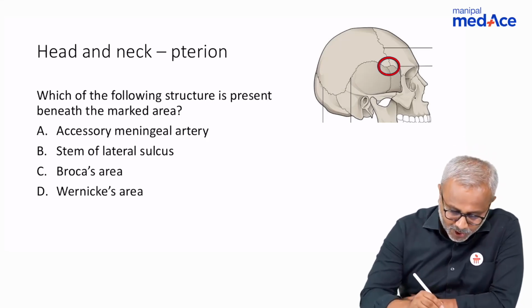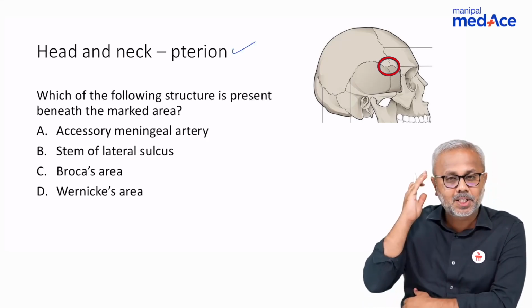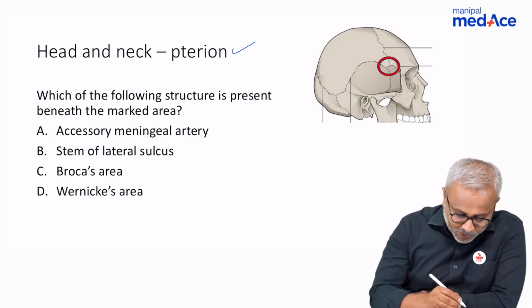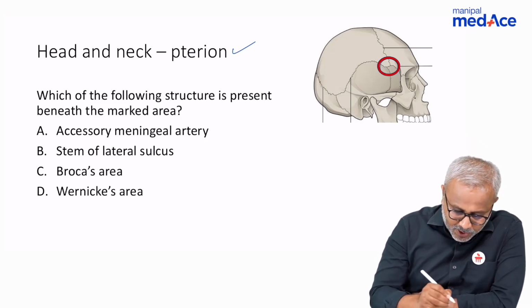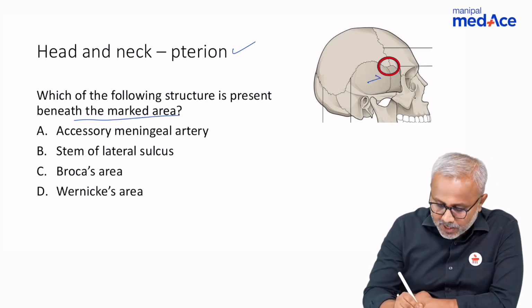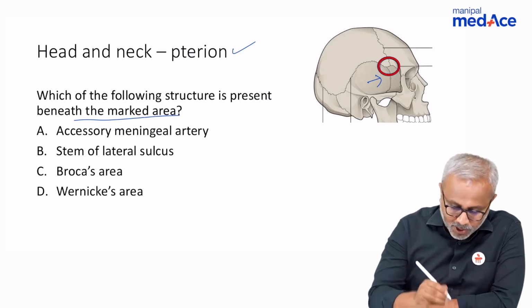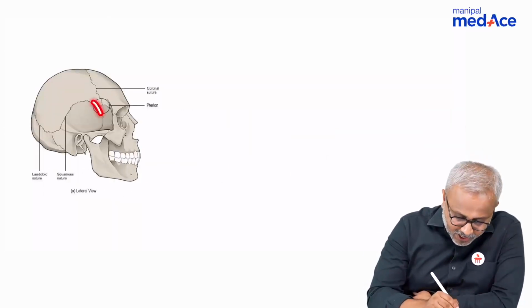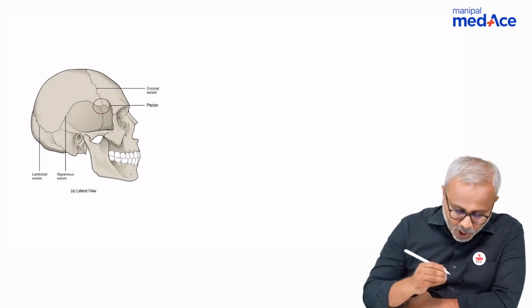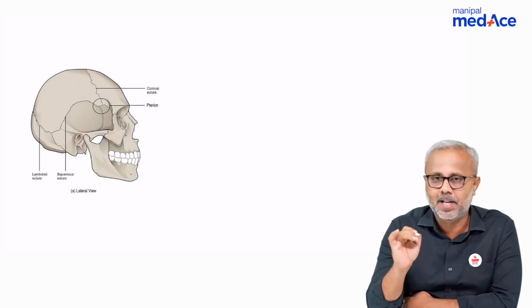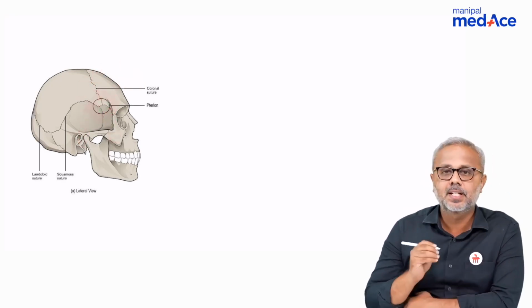Okay, so this question was on Pterion, one of the important landmark in your skull region, which we learn day and night. Right? So what was the question? Which of the following structures is present beneath the marked area? And as we can see, the marked area is Pterion. So what is Pterion? Pterion is, as we can see here, it is an H-shaped suture formed by the junction of the frontal bone, parietal bone, temporal bone and the greater wing of sphenoid. So this is called as Pterion.